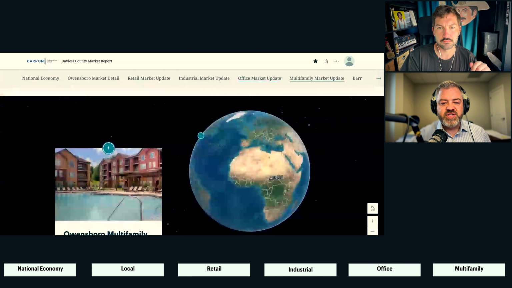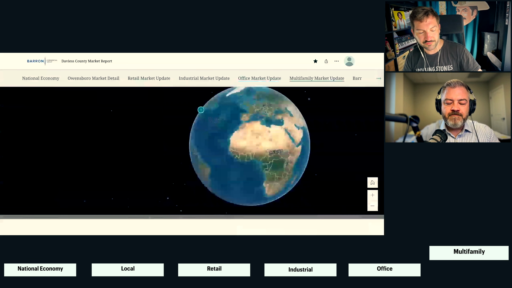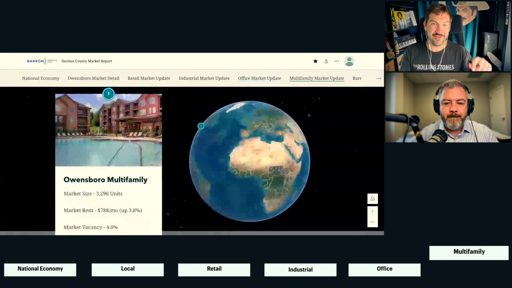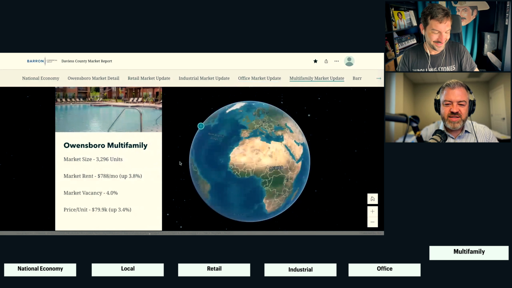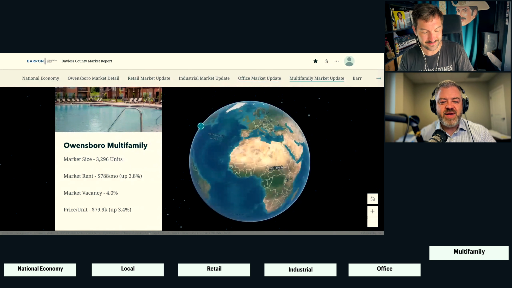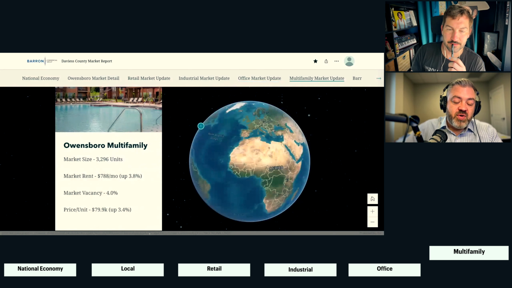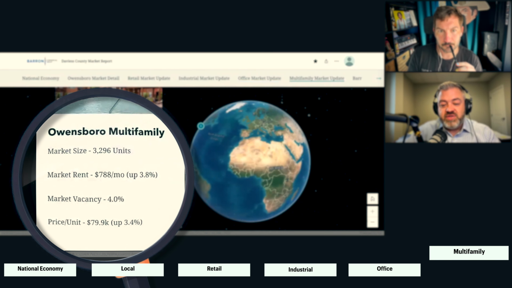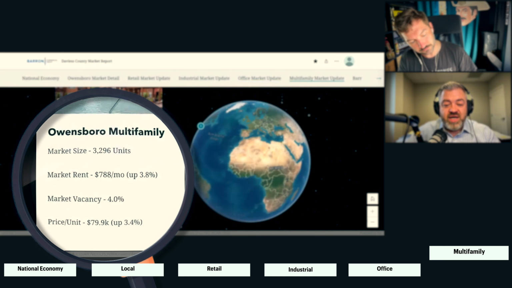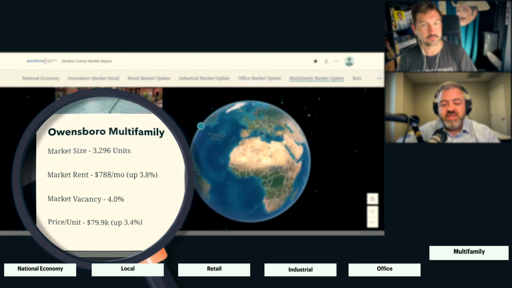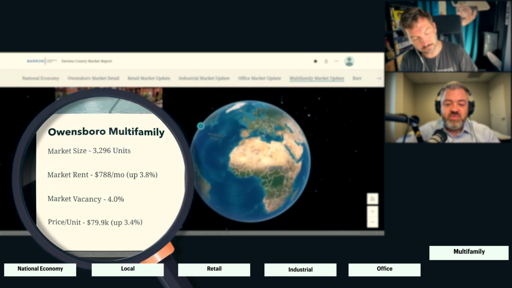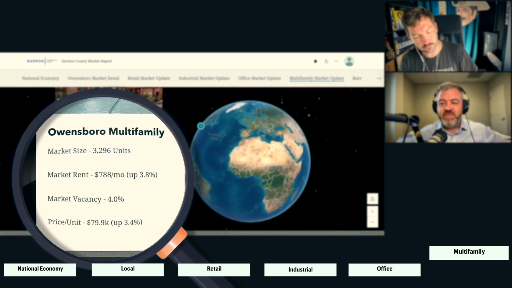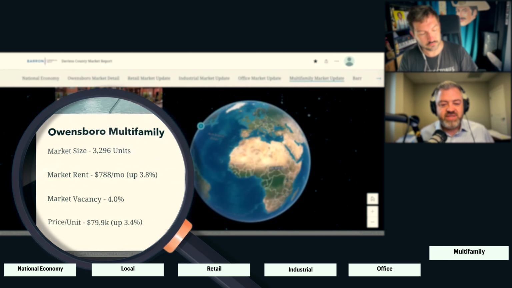Now let's look at multifamily in Owensboro. We went from CBD to MF. That's right. I don't know why it's not giving me my map view here, but in Owensboro, we've got about 3,300 units of apartments, and not a lot for a market our size. And the average market rent is $788 per month. So we're talking about everything combined. I'm not segmenting this out by number of bedrooms or class A, B, or C, like we talked about in our last episode there, Christopher.